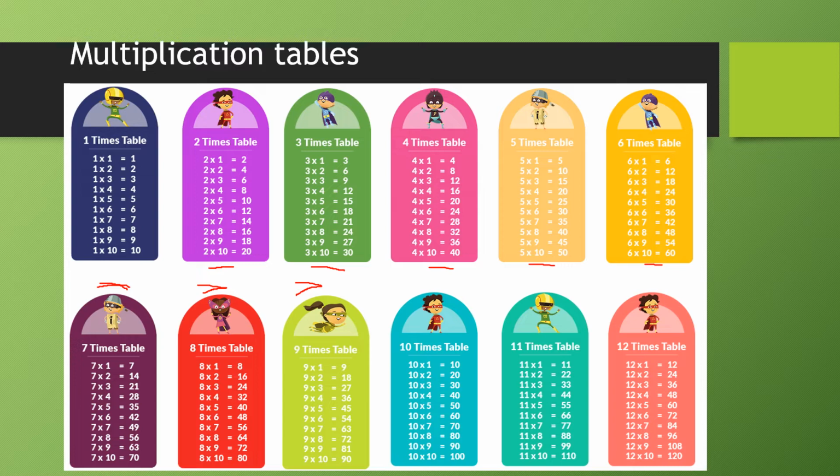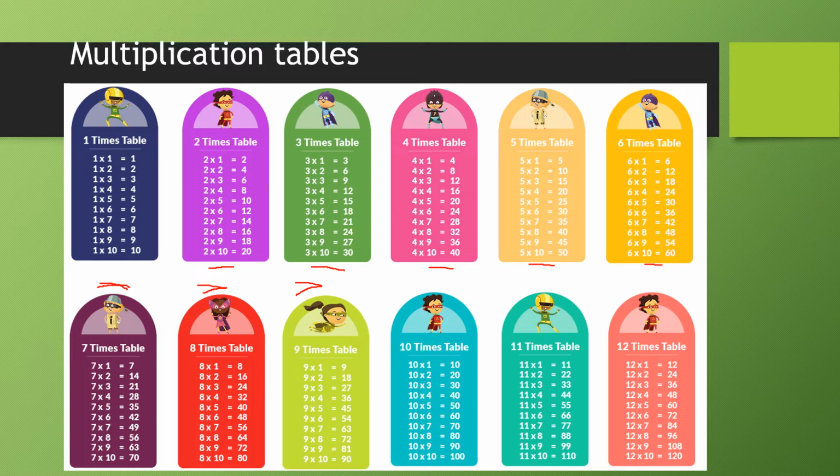Okay, so give it a try. You try to remember. So I will do the first one. 2 times table. 2 times 1 equals 2. 2 times 2 equals 4. 2 times 3 equals 6. 2 times 4 equals 8. 2 times 5 equals 10. 2 times 6 equals 12. 2 times 7 equals 14. 2 times 8 equals 16. 2 times 9 equals 18. 2 times 10 equals 20.